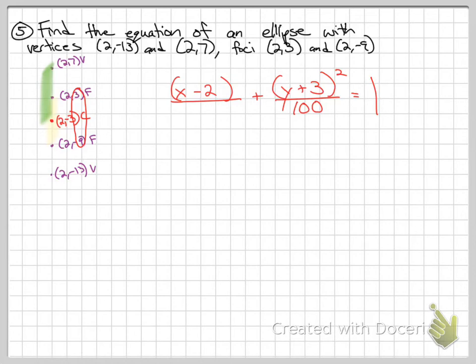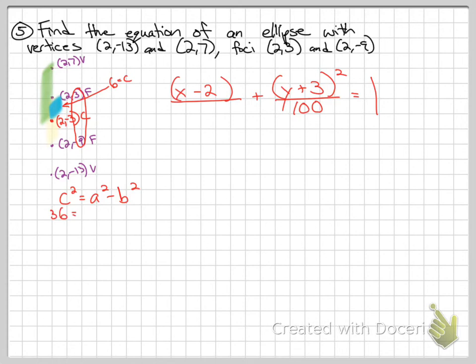Then we can see or count our C value for our distance between center and focus. From -3 to 3 is 6. So C is 6. So my C squared equation, remember there's a plus in the middle, so my C squared equation has a minus. I know that C is 6, so 6 squared, right?